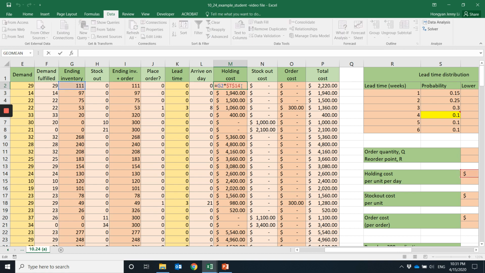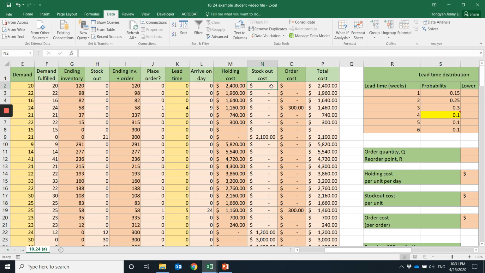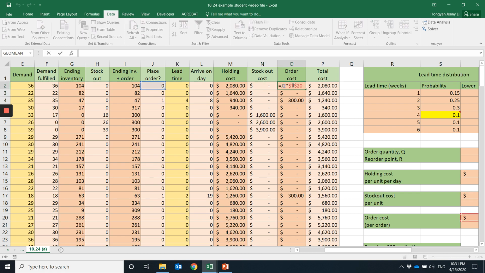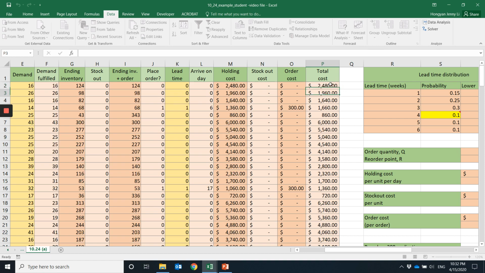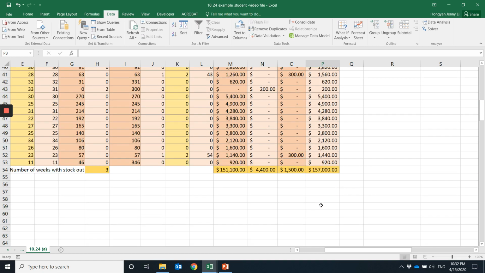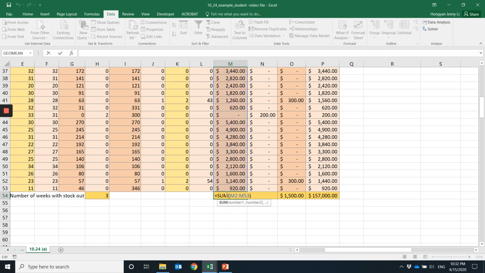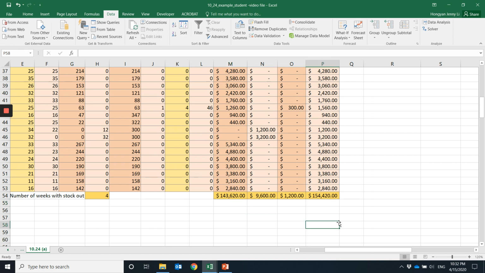So basically, it's a holding cost calculated by the unit holding cost times the ending inventory. The ending inventory also means the inventory held or carried over 1 week. So it's just a repeat for 52 weeks, and stock out cost is the stock out quantity times the unit stock out cost. So order cost relates to your order status. If you place an order, then that's an order cost. And the total cost is the sum of the holding cost, stock out cost, and order cost. So repeat for 52 weeks, and we calculate our total cost for 52 weeks for the different categories.